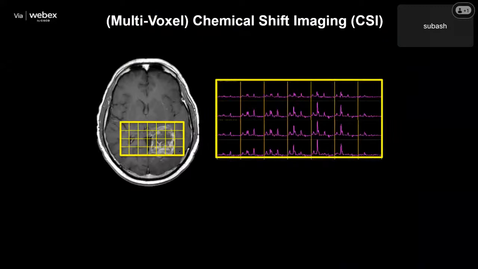You can also make a larger voxel and then divide it. This is called multi-voxel spectroscopy or chemical shift imaging, where you have a bigger area and divide it into smaller portions. This is very handy when you have big tumors which are very heterogeneous and you want to look at the interior of the tumor, what is happening in different parts, whether there is necrosis or tumor recurrence. So you can look at small voxels and the metabolic profiles in different regions of the tumor.